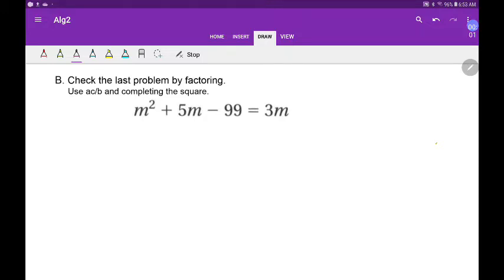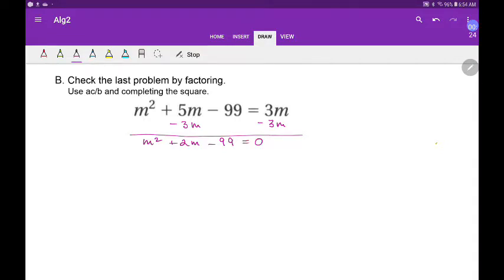We're going to check the last problem. It's beautiful work there. By factoring. We don't have to use the quadratic all the time. So we get back to where we were, where we're equal to 0.